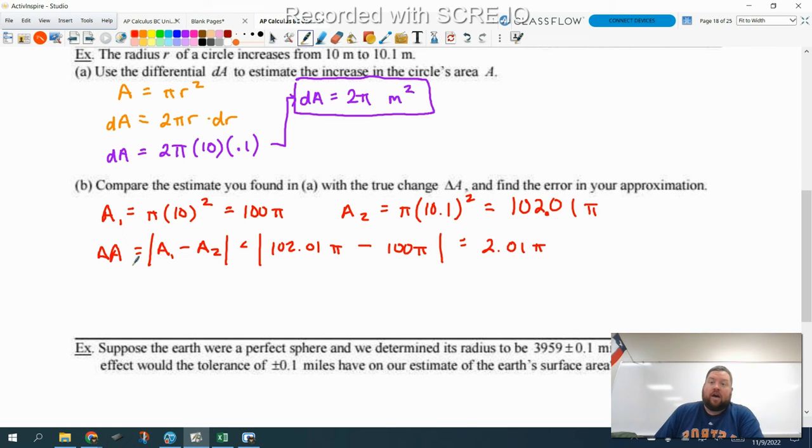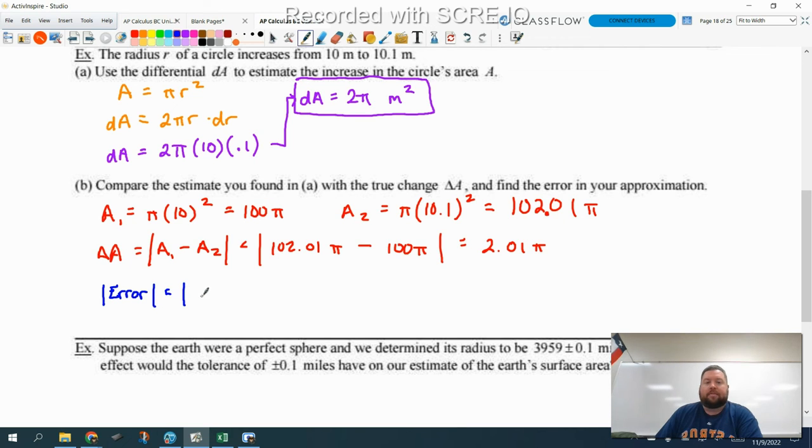All right, so our approximation was that our area changed by 2 pi, and our true change was 2.01 pi. Okay, so pretty close. Now we are multiplying by pi, so it's not quite as good of an approximation as our previous ones have been, but it's still pretty nice. All right, so we're going to find the error in our 2 approximations.